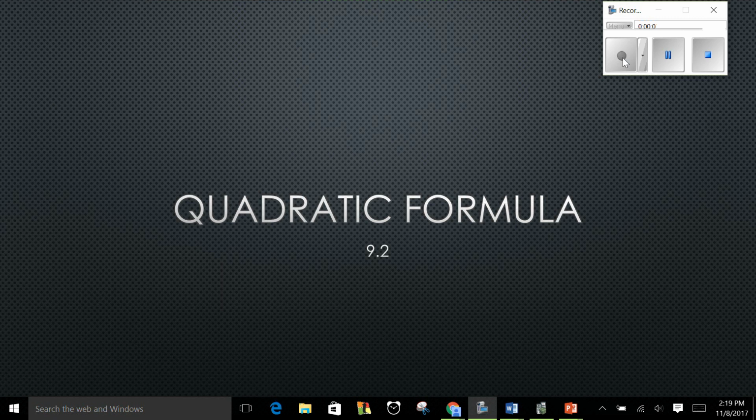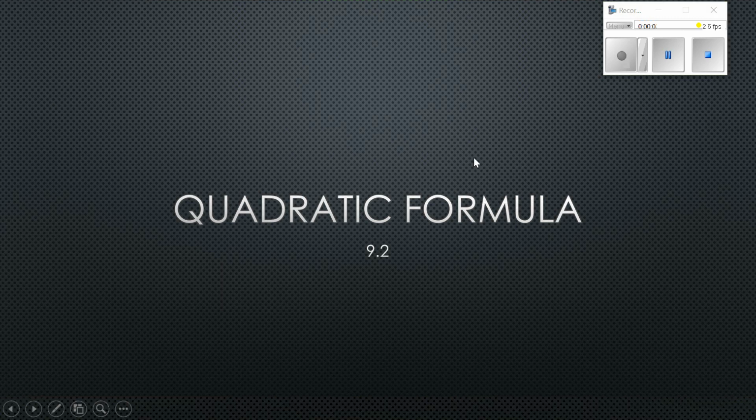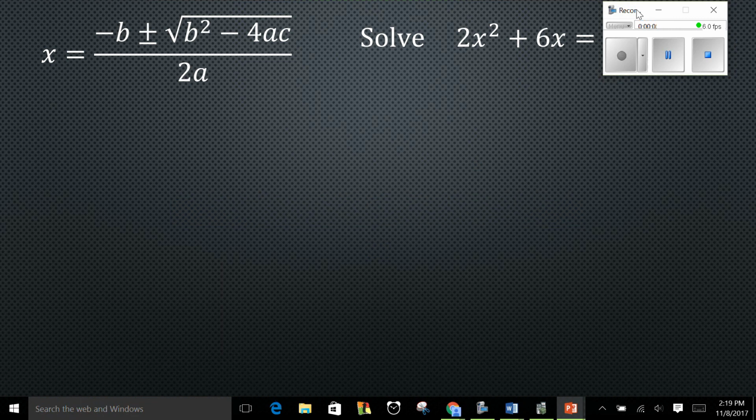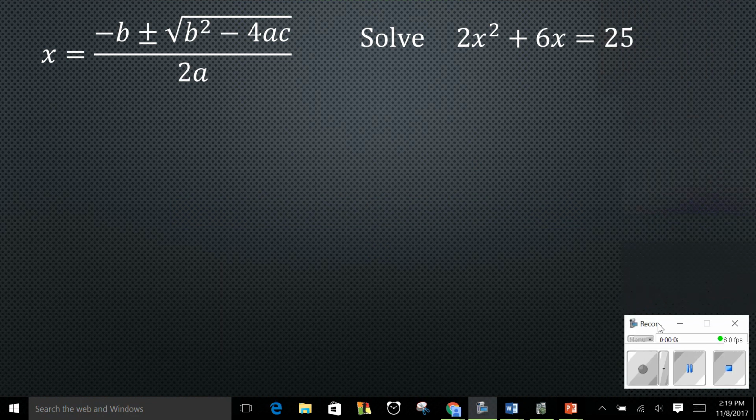Okay, today we're going to look at the quadratic formula. I have two examples for you guys. We're going to look at an example that has real solutions, and we're going to look at a complex solution example as well. So our steps here are important.